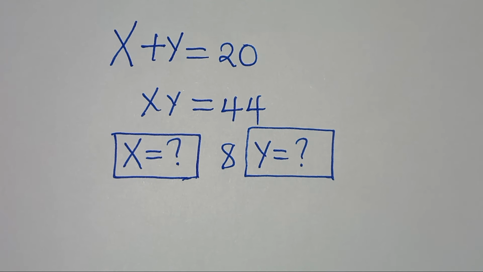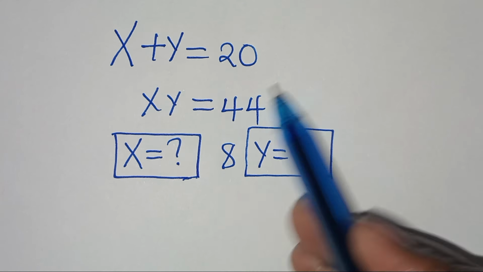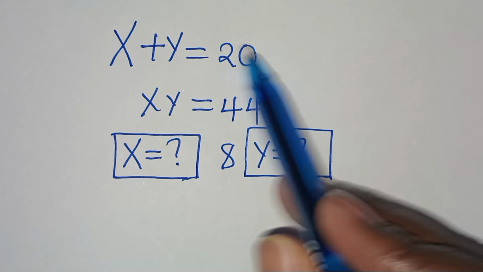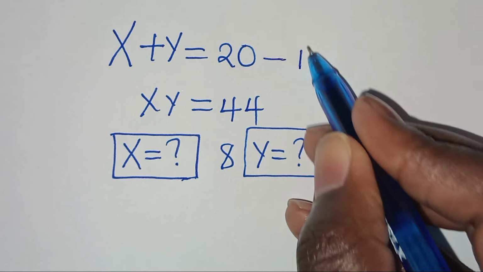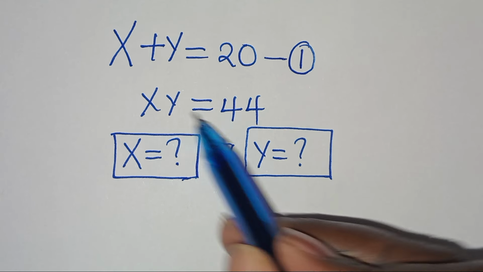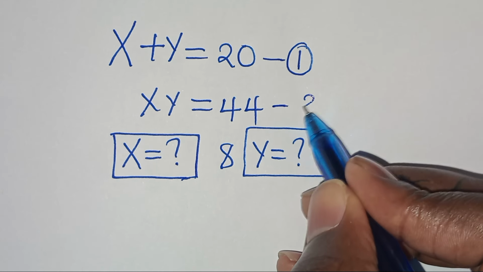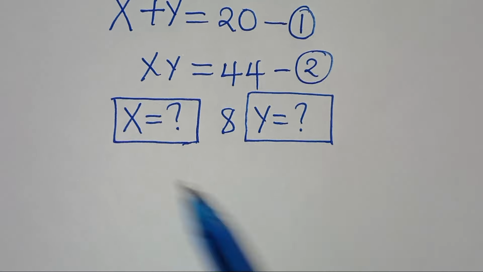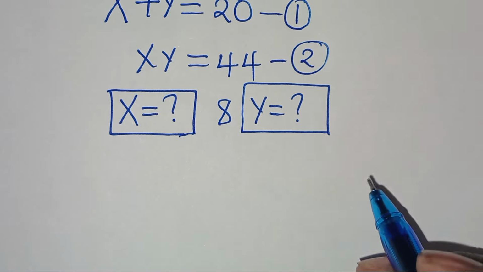Everyone, you're welcome to solve this nice algebra problem, which is x plus y equals 20. Let's call this equation 1. x times y is 44. Let's call this equation 2. So what is the value of x and what is the value of y?